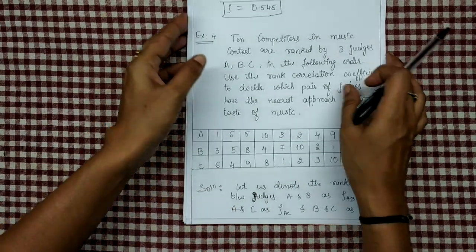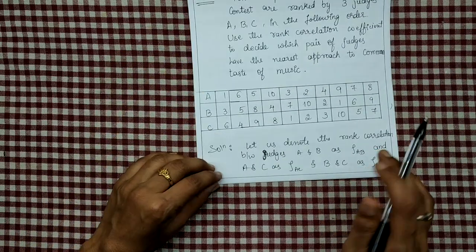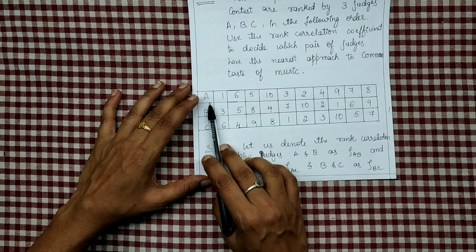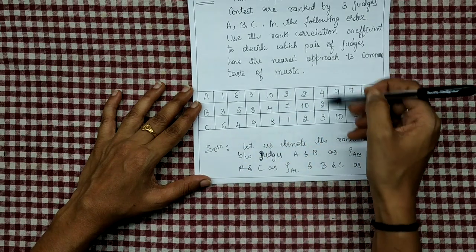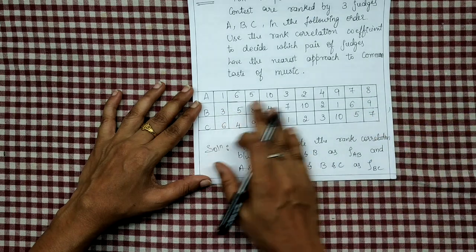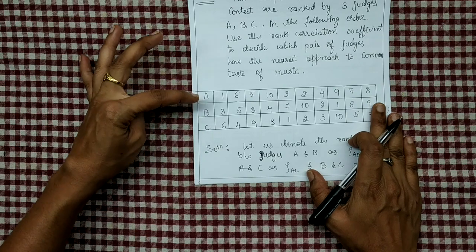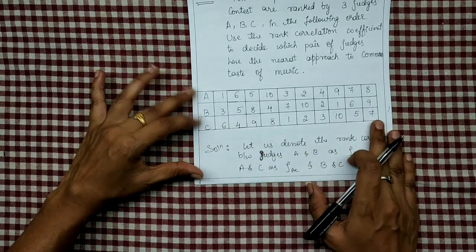Here in this particular problem, they have not given the magnitude. Instead, they have given the ranks. Here they have given directly the ranks which are given by the judges. See, for judge A, there is a first person, second person, third, fourth, fifth, sixth, seventh, eighth, ninth and 10th. 10 persons. For the 10 competitors, these 3 judges A, B, C have given their ranks. See, that distribution they have given here.